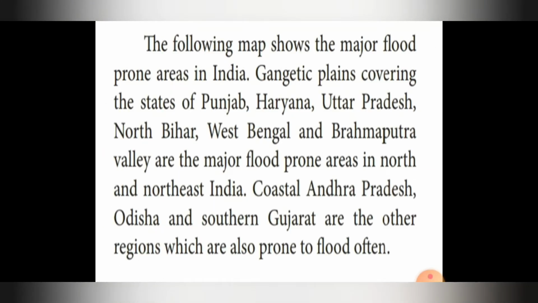Okay. The following map shows the major flood prone areas in India. Gangetic plains covering the states of Punjab, Haryana, Uttar Pradesh, North Bihar, West Bengal and Brahmaputra Valley are the major flood prone areas in north and northeastern India. Coastal Andhra Pradesh, Odisha and southern Gujarat are the other regions which are also prone to flood often.